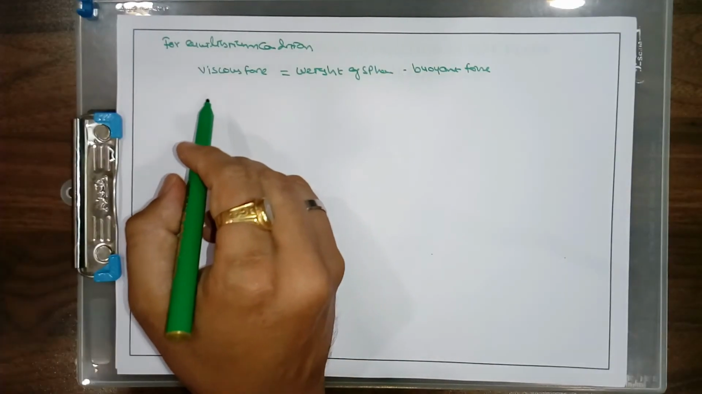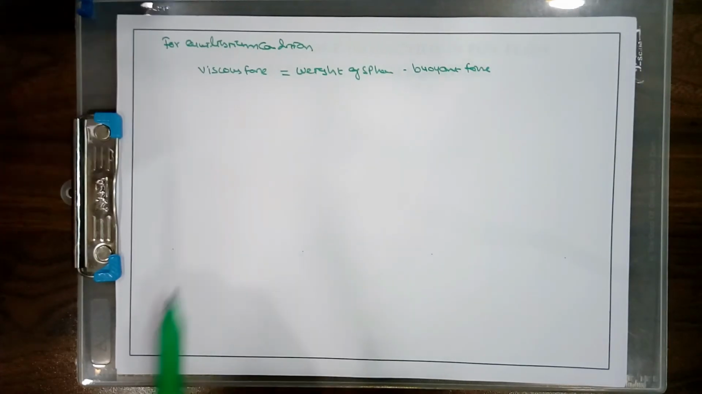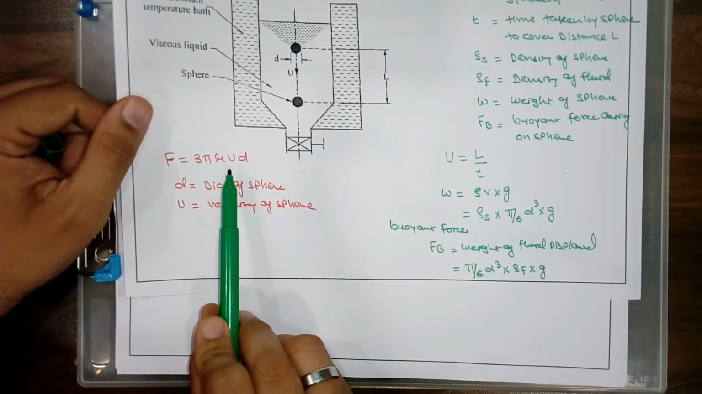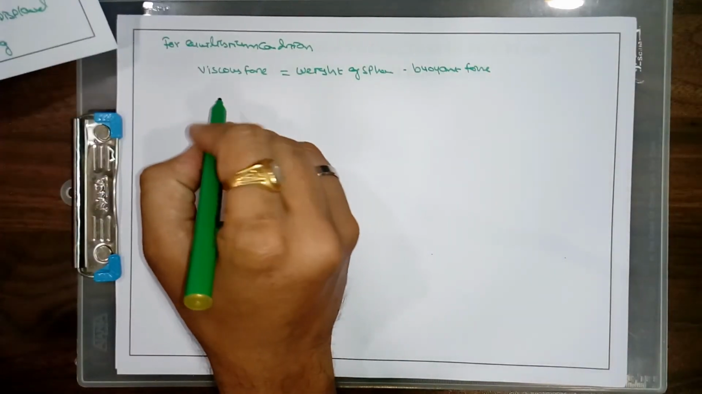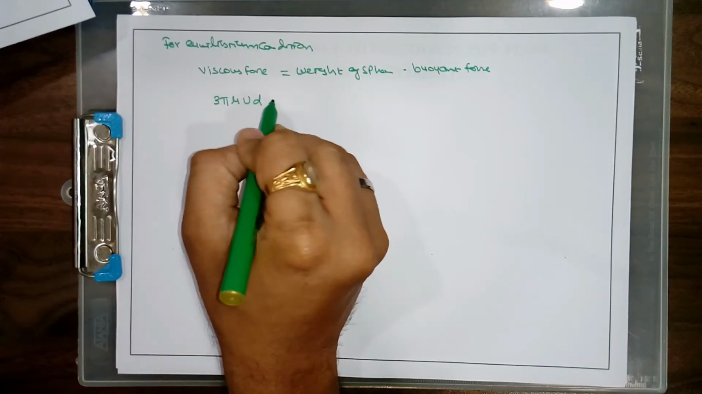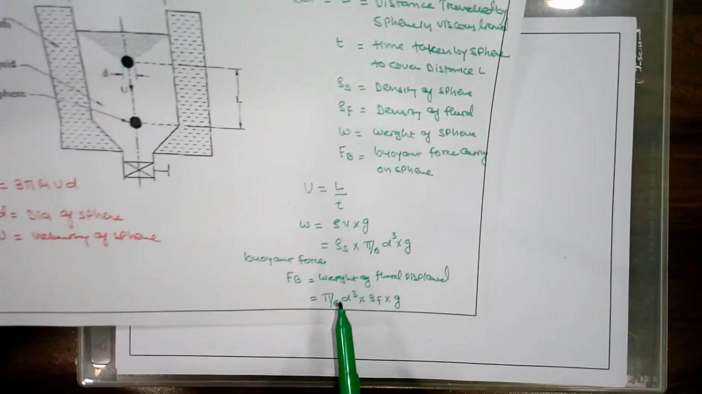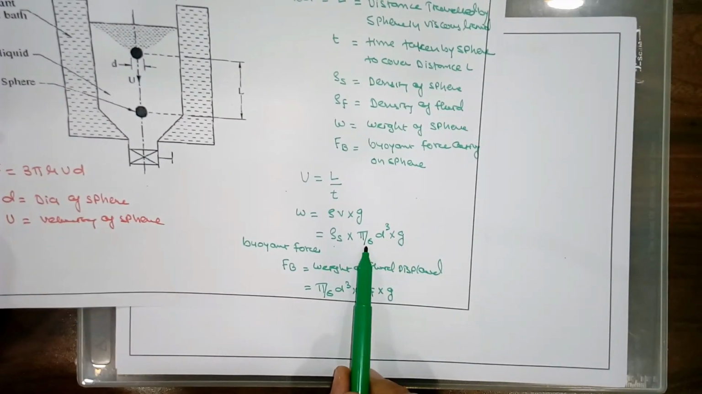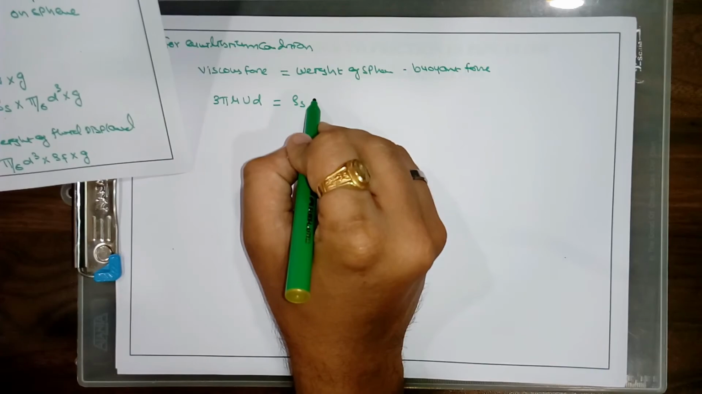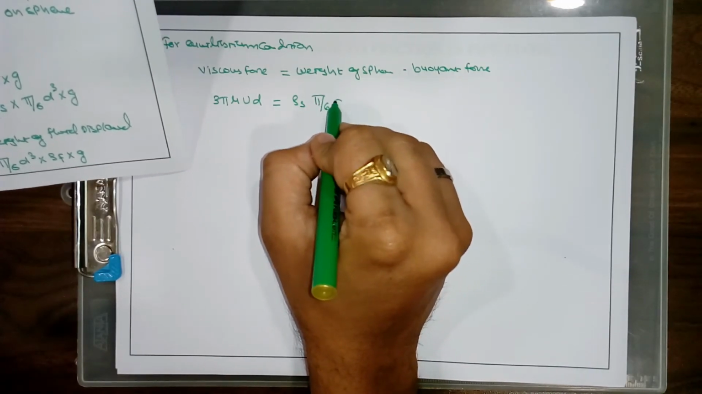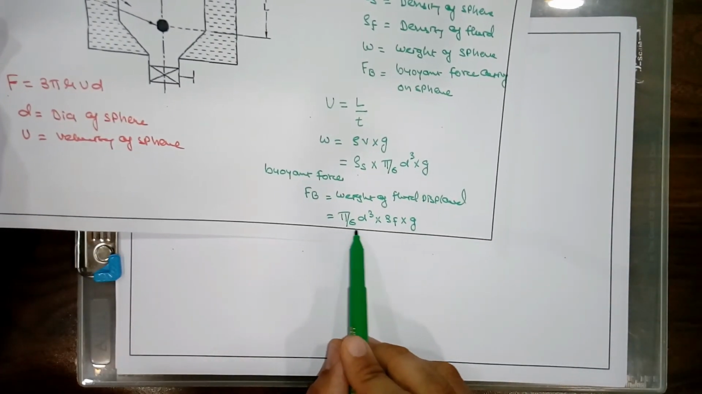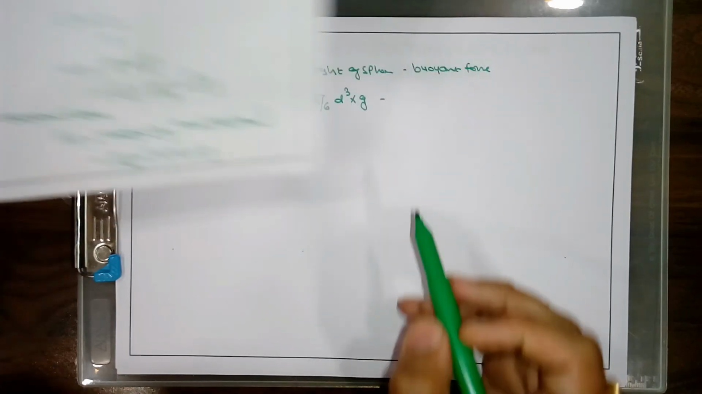We know that the viscous force acting on the sphere falling through the liquid is given by the Stokes formula, 3 pi mu u d. So we write 3 pi mu u d equals the weight of the sphere, which is rho S into pi by 6 d cubed into g, minus the buoyant force, which is pi by 6 d cubed into rho F into g.